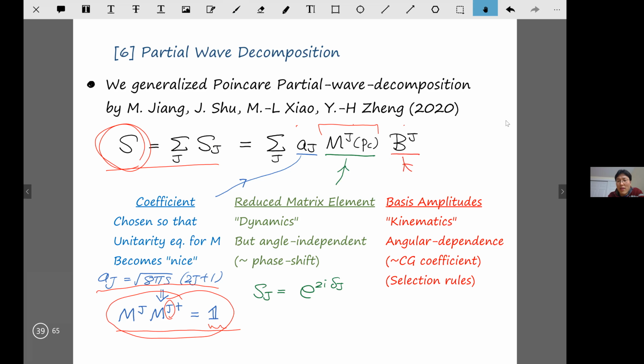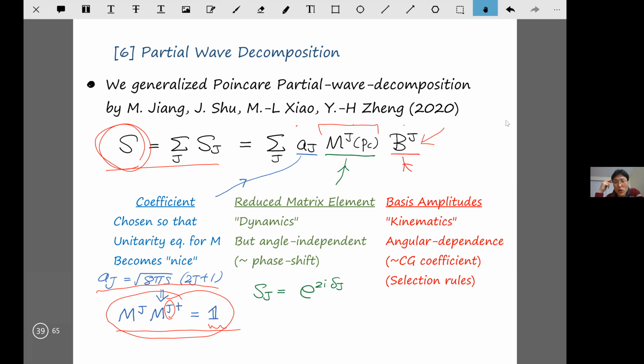That's the goal. And here, the most important piece is B_J. We call this a basis amplitude, and this is basically an eigenfunction of the total angular momentum. So this makes sure that the subchannel has the required property that the in and out states have total angular momentum J.